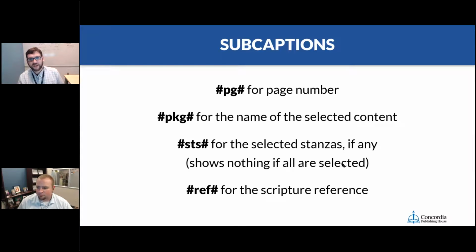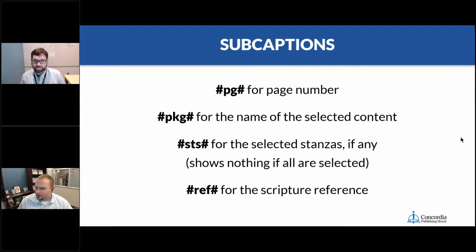And usually we don't print anything if you've selected all the stanzas, we just assume you don't need to print stanzas 1 through 5 of a 5-stanza hymn. And then REF is there for scripture reference, which most content is tagged with. So again, like the exhortation part of the confession and absolution, you can show that scripture reference if you show the caption and the sub caption and set the sub caption to that REF.